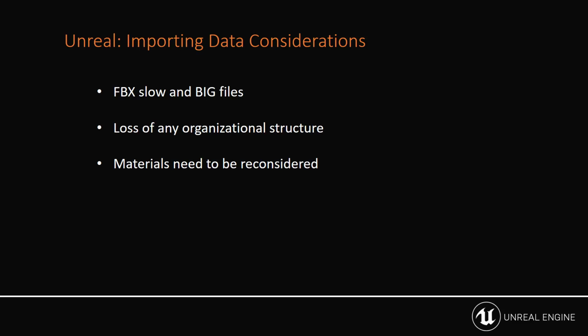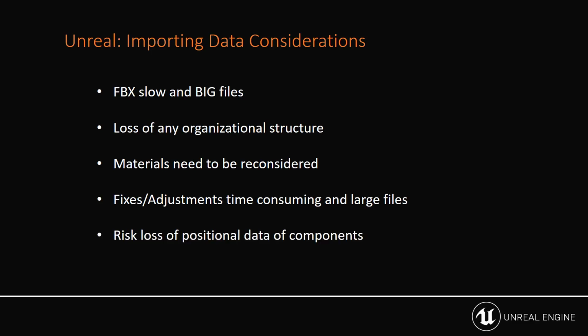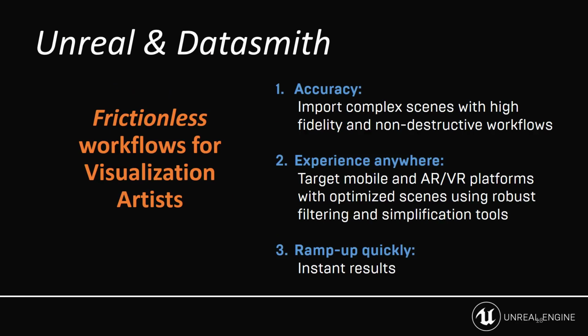Materials are always something that need to be reconsidered. Now, in my example, I was taking advantage of the powerful material editor, the materials and lighting that exists within Unreal Engine. The cool thing about this is now that we have the ability to take advantage of pre-existing materials and lighting that may be set up in other packages. More on that in a moment here. So fixes and adjustments can be very time-consuming and result in large files. So that can get into a bit of a time-consuming thing, taking away some of that efficiency in bringing in data into Unreal Engine. And of course, the risk of the loss of positional data and components with traditional workflows.